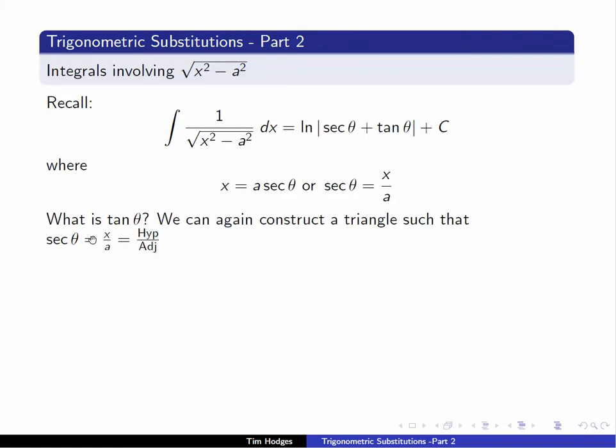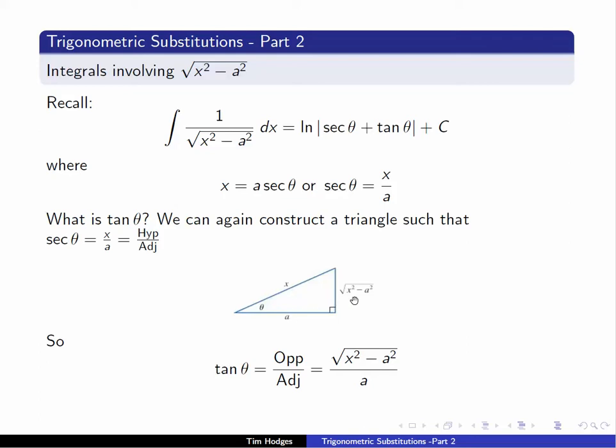To do that, if we have secant theta equals x over a, this is going to be the hypotenuse divided by the adjacent side of our triangle. So we'd make a triangle with angle theta, hypotenuse x, adjacent side a. By Pythagoras' theorem, the opposite side is root x squared minus a squared. And so tan theta being opposite over adjacent is root x squared minus a squared over a, which is exactly what we observed algebraically in the previous slide.